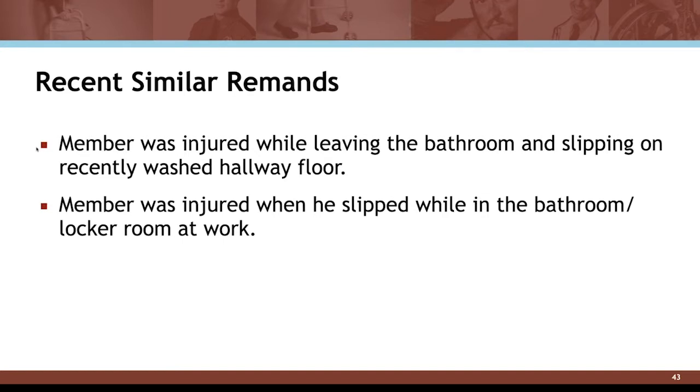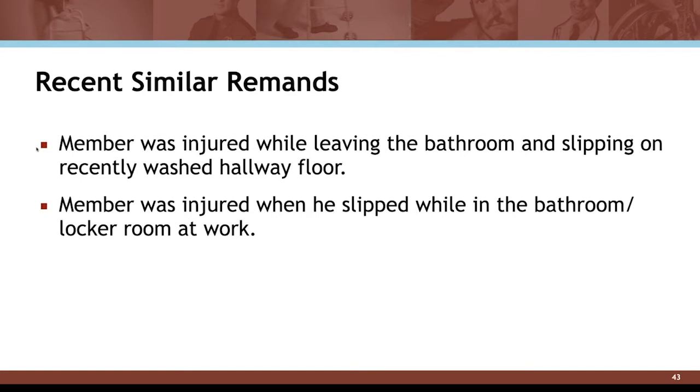The first bullet point concerned a member who was injured while he was leaving the bathroom and he slipped on a recently washed hallway floor. In his application, he wrote that he was doing paperwork, decided to go to the bathroom down the hall, and then he slipped on the floor outside the bathroom as he was returning to his office. That's what he wrote in the injury report, and that's what he wrote in his application.